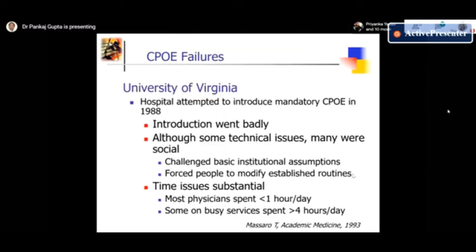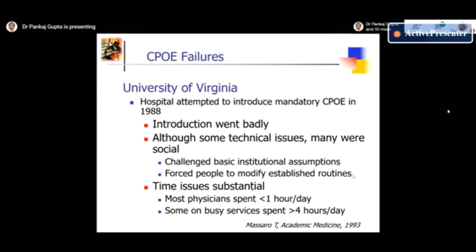Here are some examples of failures from the US. Of course, the US is very big on CPOE and BCMA. This is University of Virginia. Here, the hospital attempted to introduce the CPOE. There were some technical issues, but majorly it was the human issues which basically derailed it. And all the humans said, no, this is not going to work for me. So it was basically a change management issue rather than a technology issue.